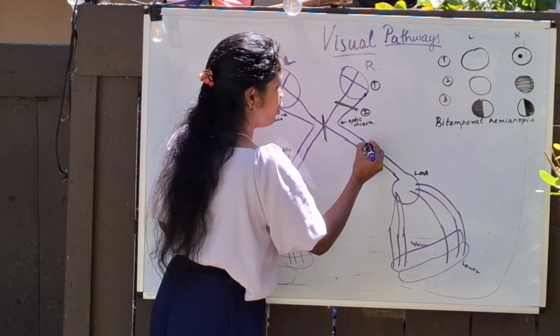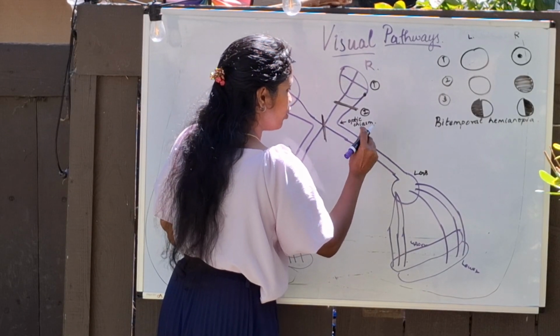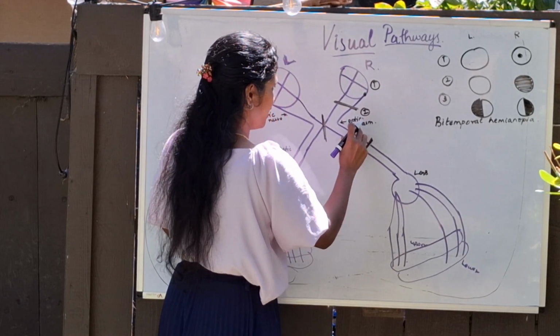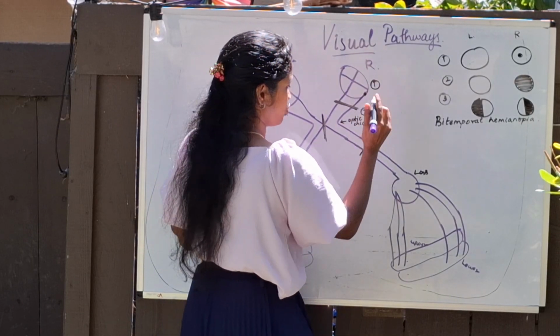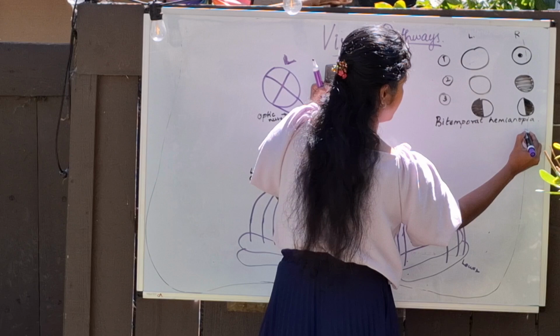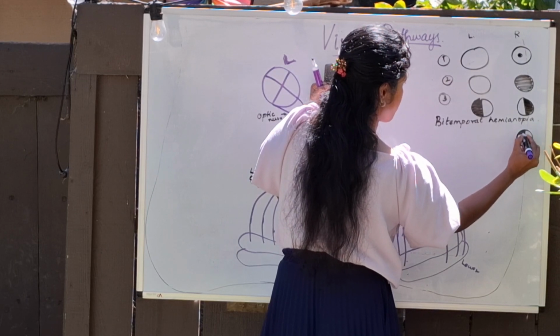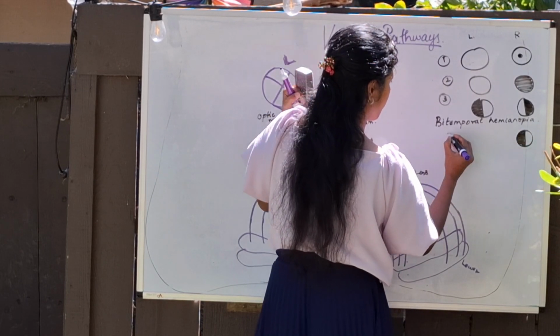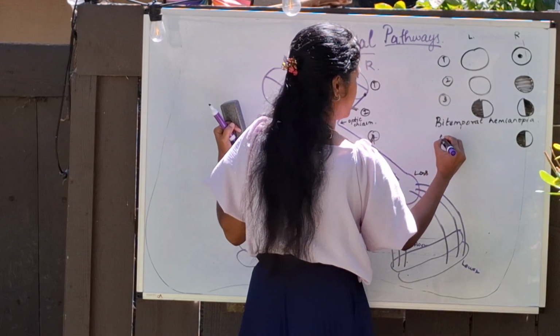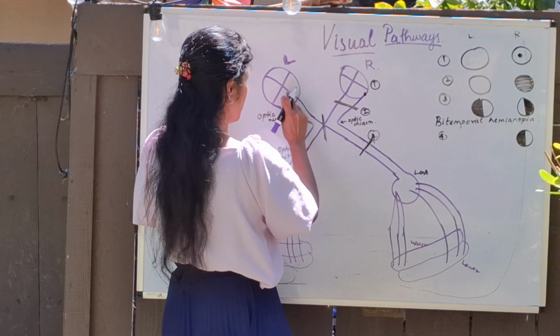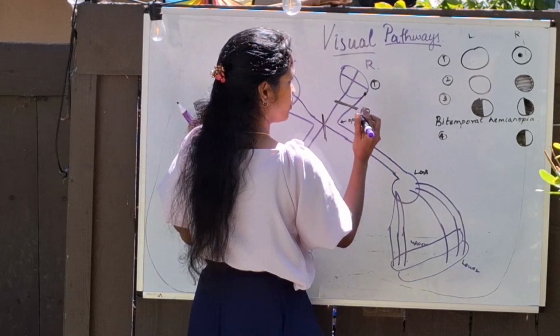What about the loss in the optic tract? When the optic tract is damaged over here, then what happens? If you trace over here, this field of vision is lost, right? So in the right side, this field of vision is lost. So let's have this as 4. And the left side, if you trace over here, this field of vision is lost.